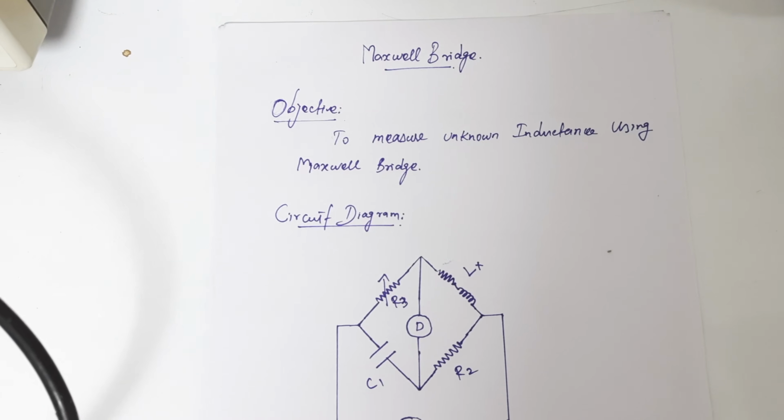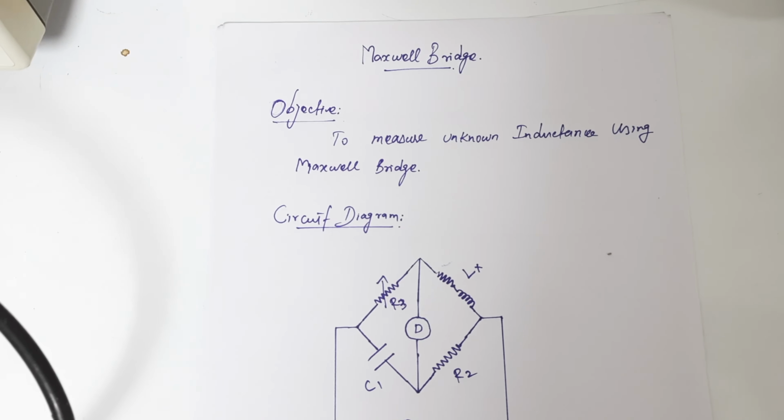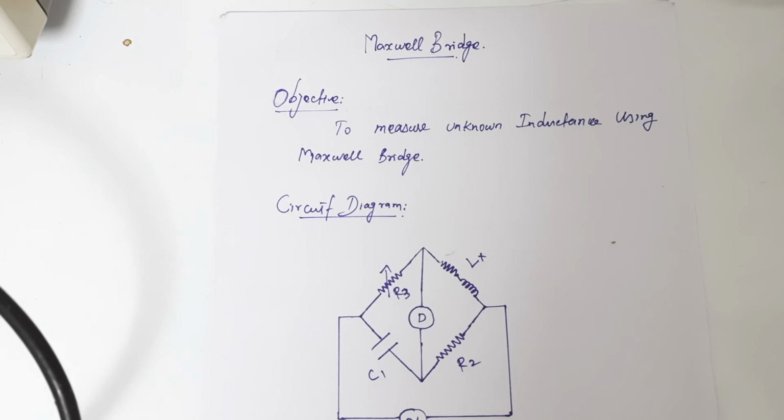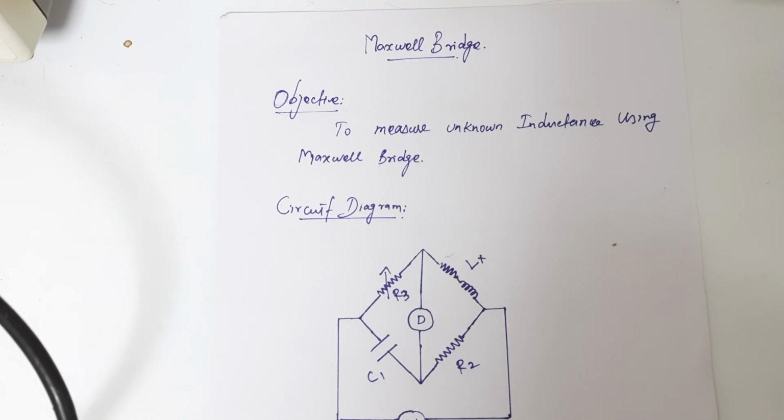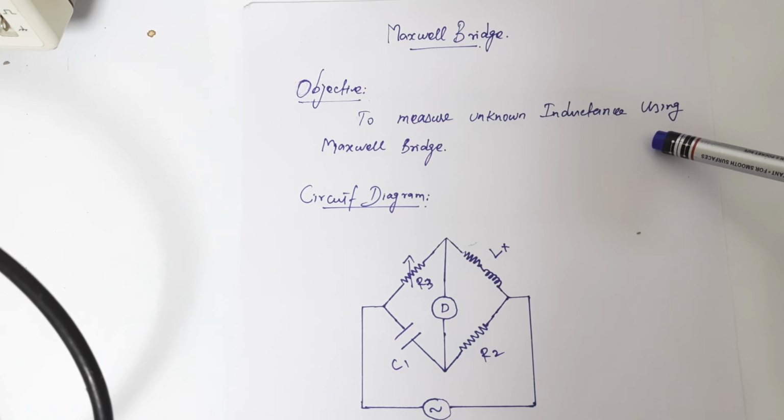This is Kumaresan. In this video, we are going to see the measurement of unknown inductance using Maxwell bridge. Before going to the experiment, let's look at the basic circuit diagram of Maxwell bridge. Our main objective is to measure the unknown inductance using Maxwell bridge.